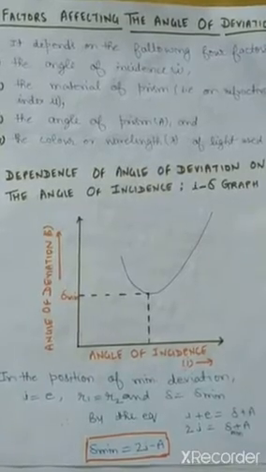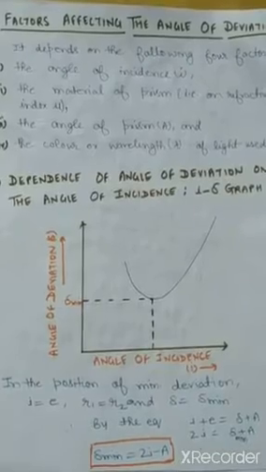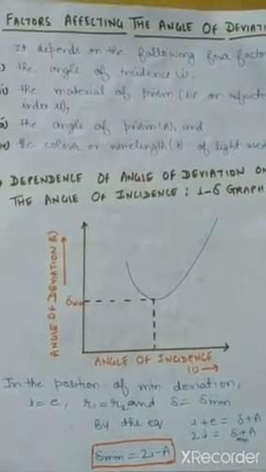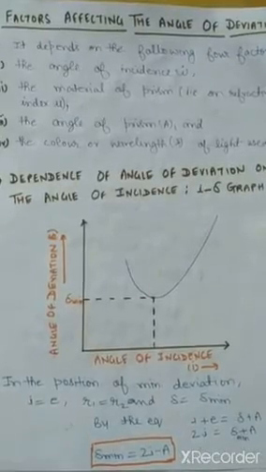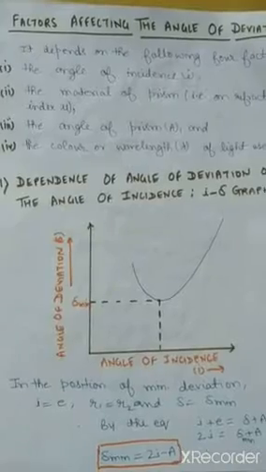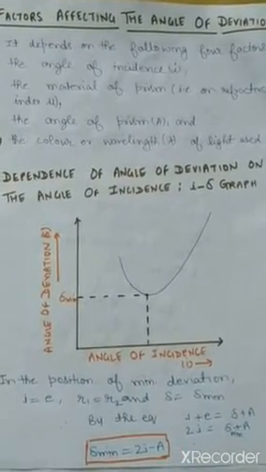Hello everyone. So continuing the second part of the chapter, refraction of light at plane surfaces. In the last lecture we had discussed the refraction taking place through a prism. Now in this lecture we will discuss the factors affecting the angle of deviation.